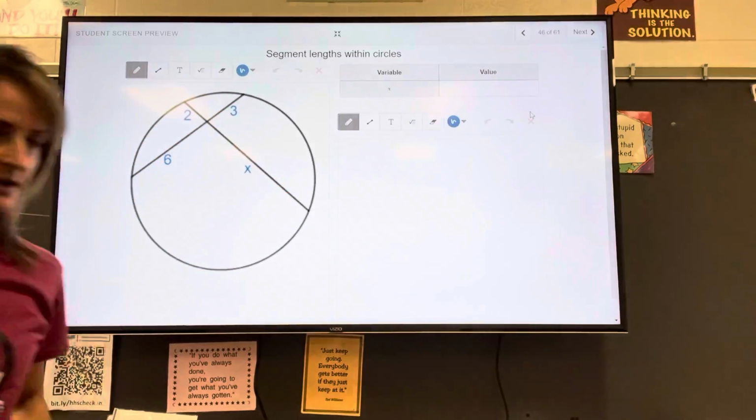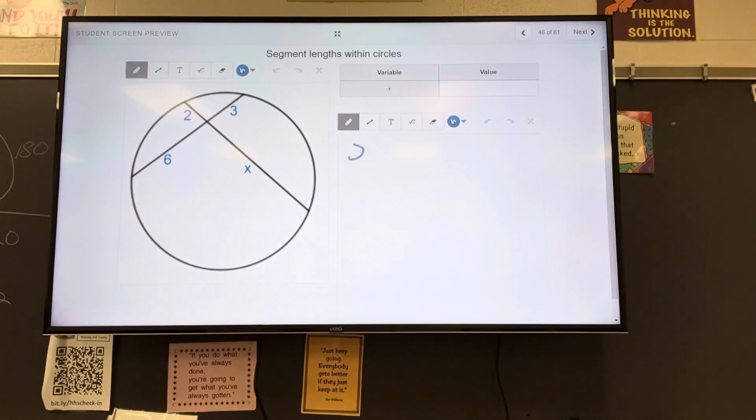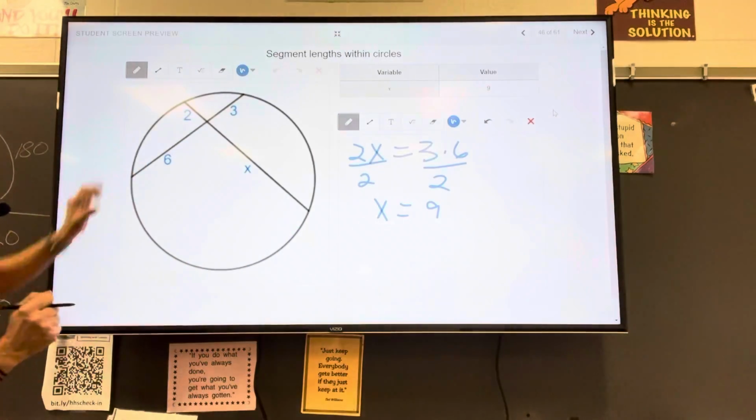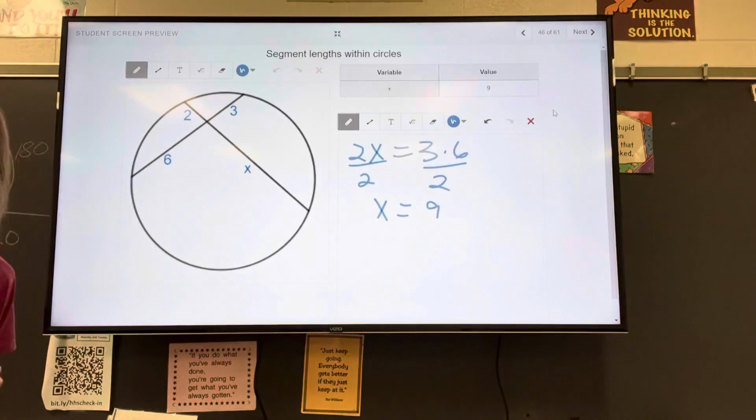So we'll write it out over here. 2 times x equals 3 times 6. Divide both sides by 2, and we get x equals 9. That's it. It doesn't get any harder than that. What does get more difficult is remembering, when you get a problem that looks like this, to multiply the lengths of the two segments together and set them equal to each other. Questions?